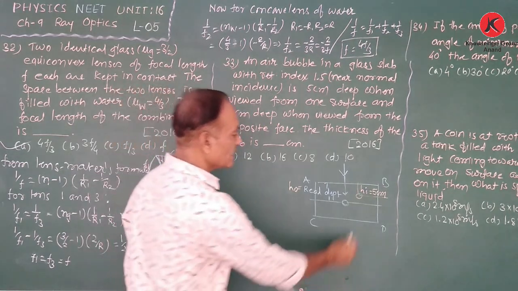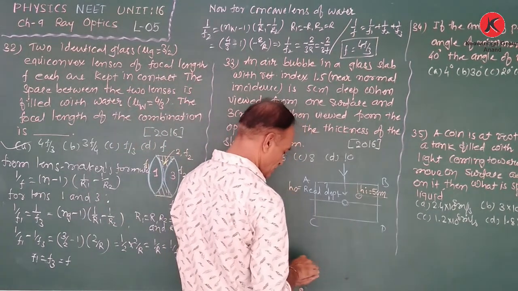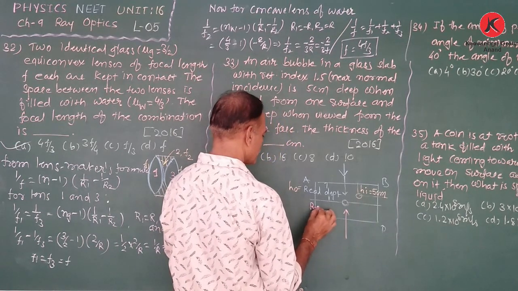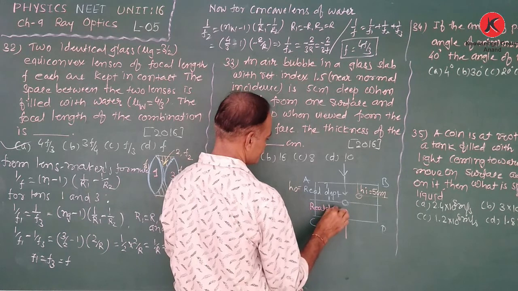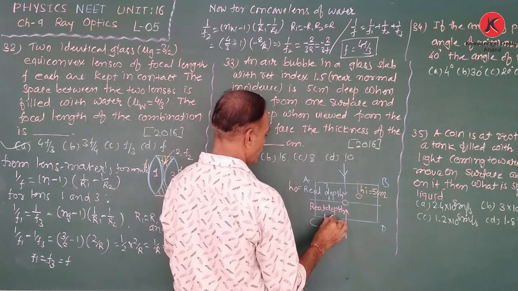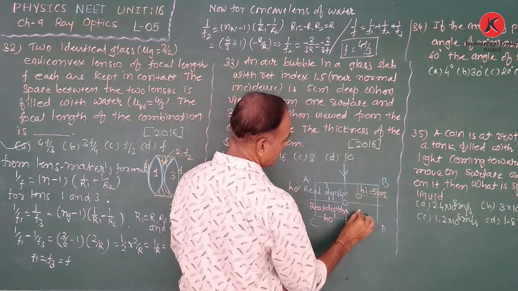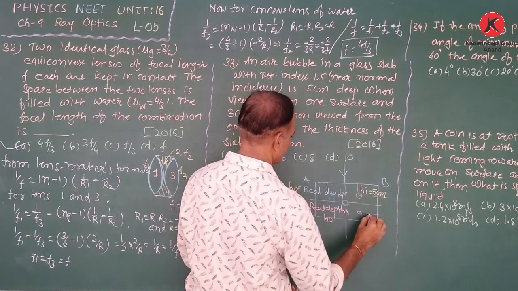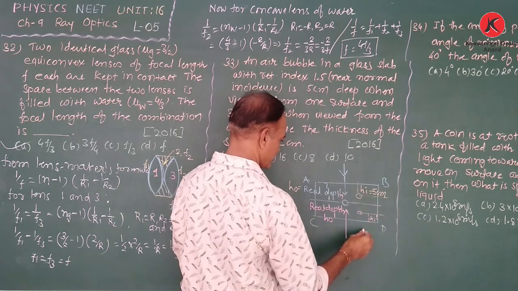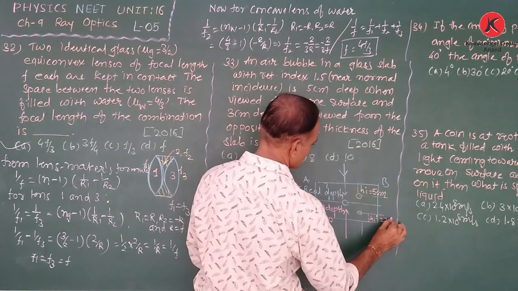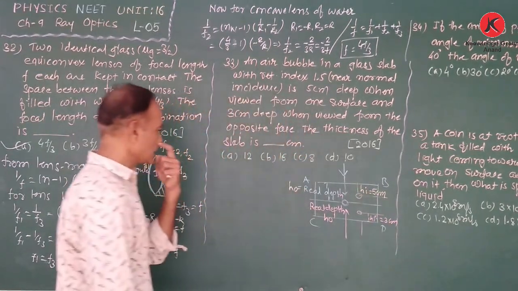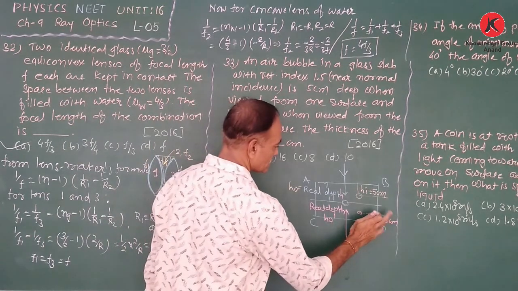Now, as this air bubble is observed from the other side, from this side, there is the real depth HO dash. At that time we obtain the apparent depth here, HI dash. The apparent depth is given as 3 centimeter.